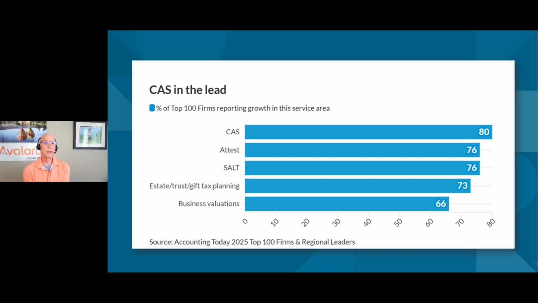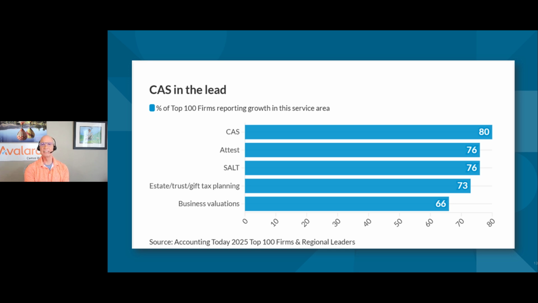Hey, I'll just pull this slide up real quick. We were talking about CAS services in the lead. We just wanted to pull some trends here as we're talking about sales and use taxes. Out of the percentage of top 100 firms reporting growth in the CAS service area, and yes, there are statistics on that, you'll notice there's the SALT practice area there. 76% are actively growing that practice inside of their CAS service.